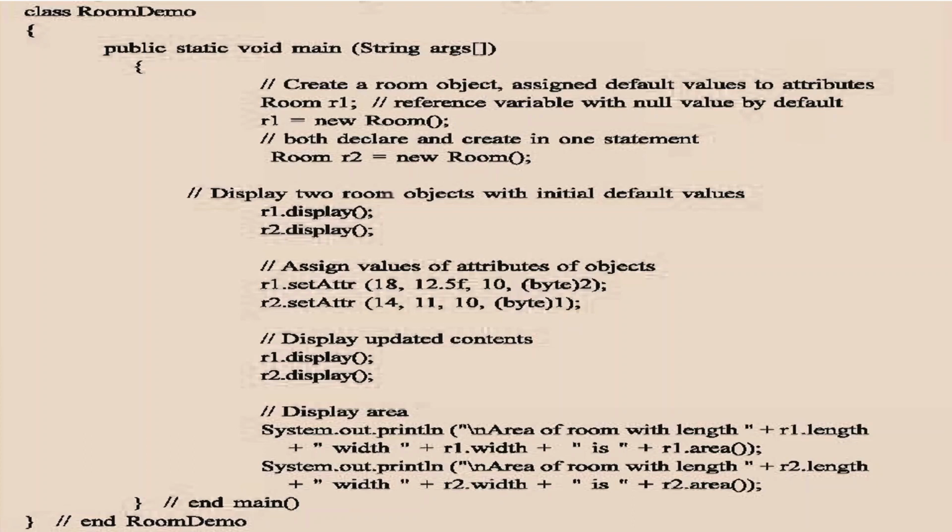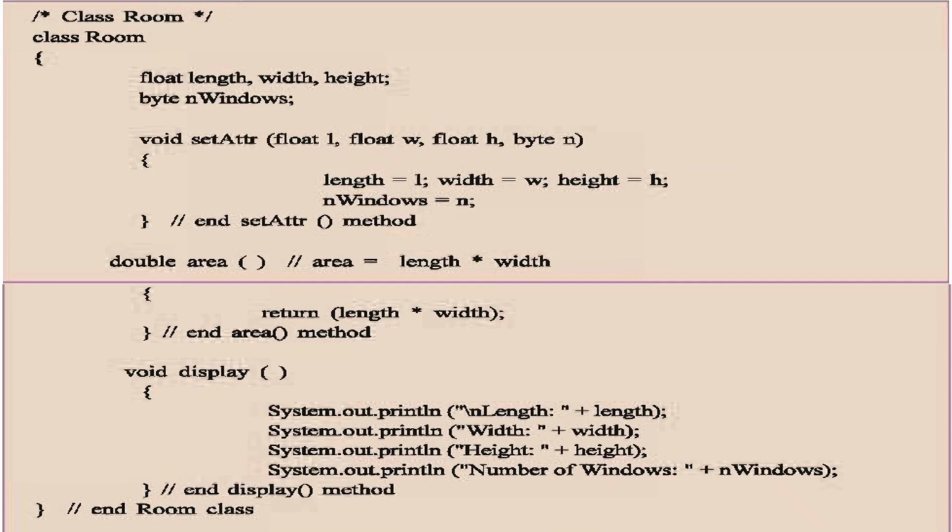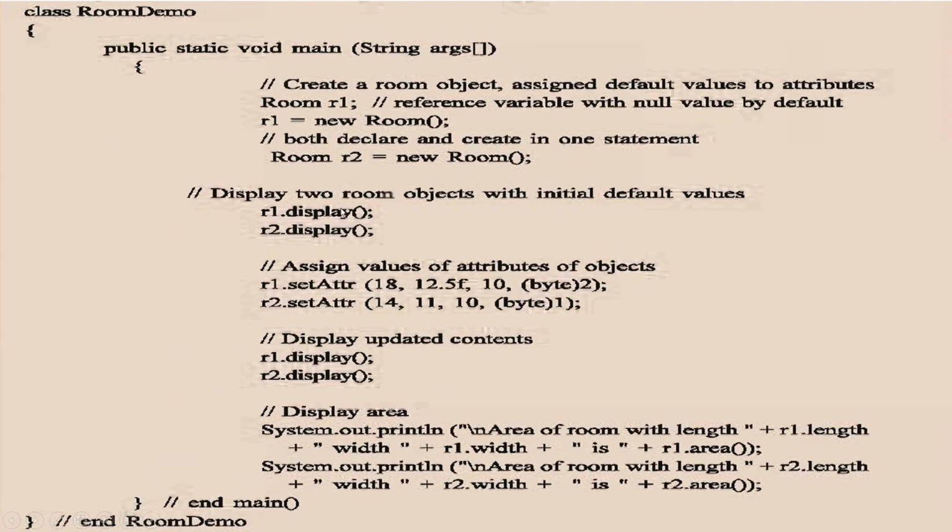Now we are assigning values to the objects. So we use the set attribute method of R1 and R2. Remember, it is defined here. The first method is set attribute. Just now we used the display method to display everything. Because we just created all these objects R1 and R2, and all the new variables are created in them, initially this will have a blank value, zero value rather.